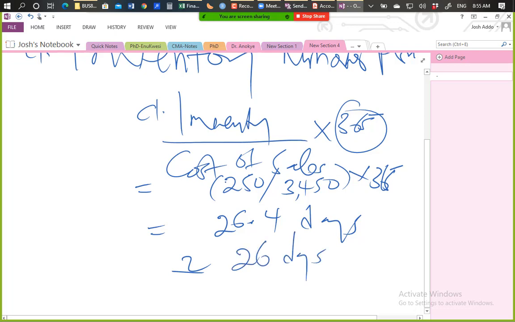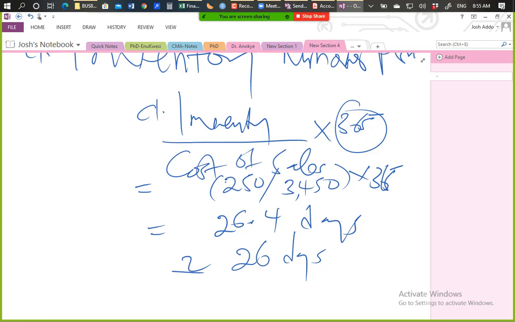Since we can hardly interpret 0.4, we don't know whether the 0.4 is 4 hours. Yeah, the 0.4 can be 4 hours, but we want it in absolute days. So if it is, let's say 0.5, you can round it up to make it 27 days. But this is below 5, so we will approximate it to 26 days. So on average, an inventory sits in our warehouse for 26 days before we sell it out.